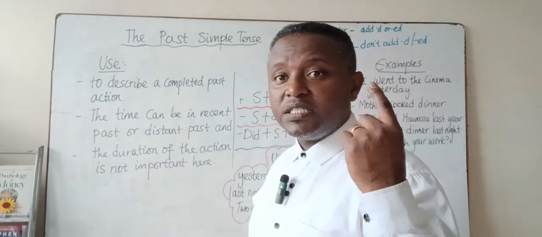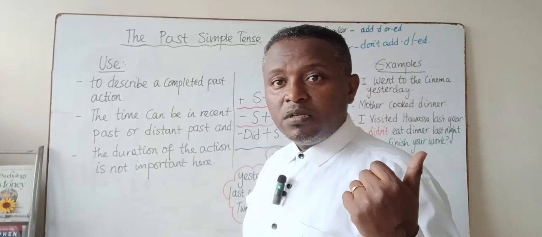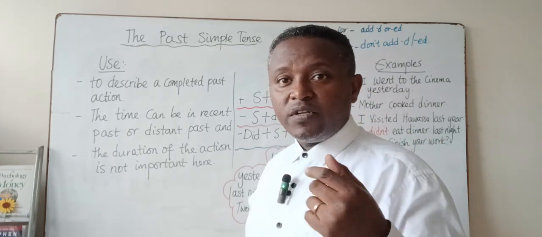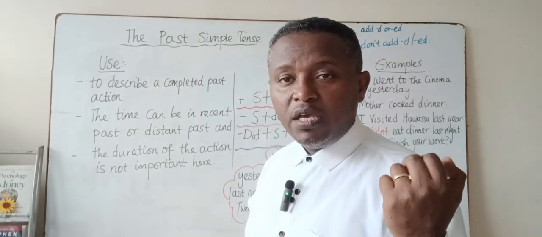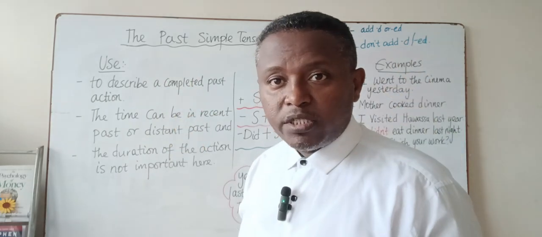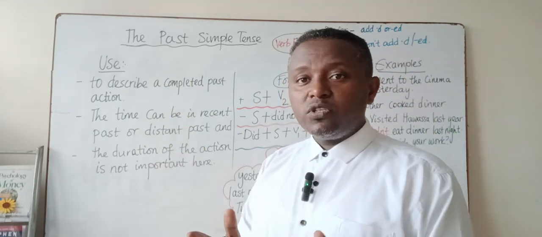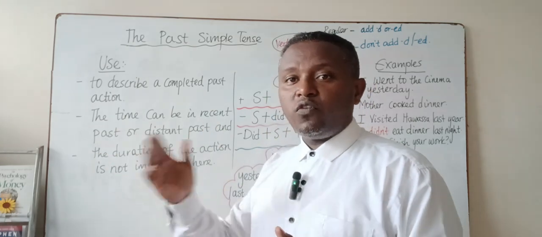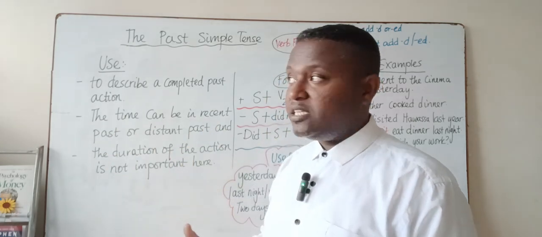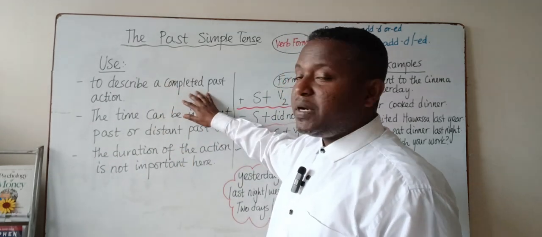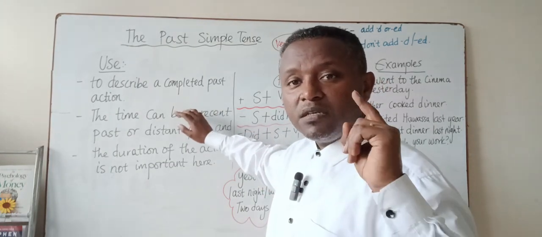Like if it is teach, taught. If it is go, went. If it is see, saw. If it is wash, washed. If it is cook, cooked. All right, so we use the verb 2 forms of the verb in this case. So to describe a completed past action, we use the past simple tense.